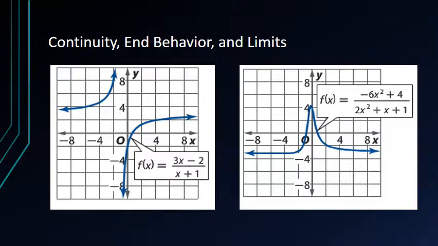Okay, so let's take a look at end behavior when the end behavior is actually reaching a specific value. So I'm looking here at the graph on the left. It's 3x minus 2 over x plus 1. So let's get your graphing calculators out and let's graph that. And then we'll take a look at that together. So take a few seconds and let's do that.